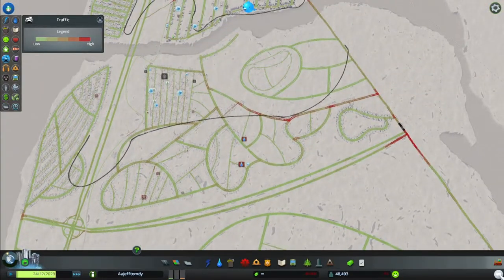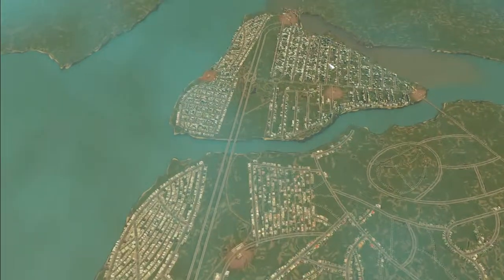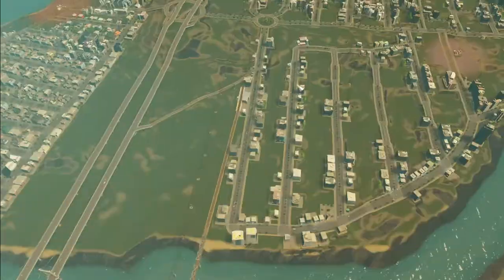And so for our main layout of the city, just to pan over it one more time, there it is, Jeffery.